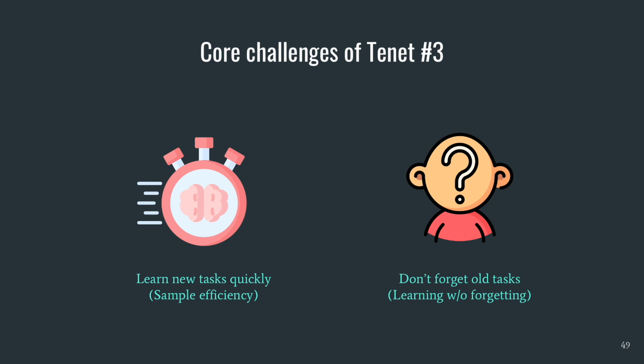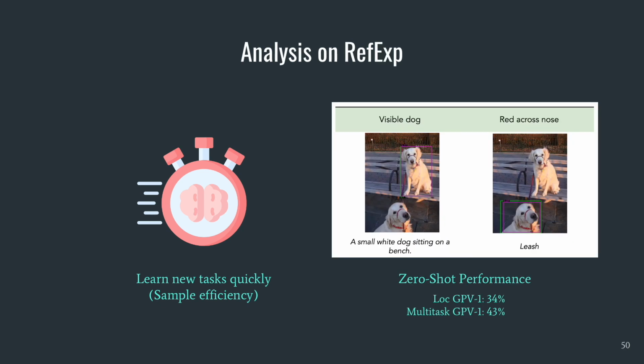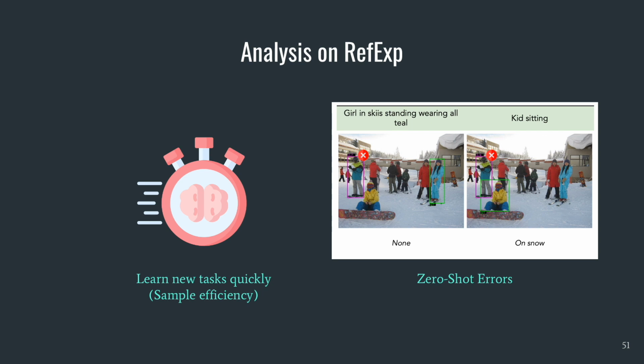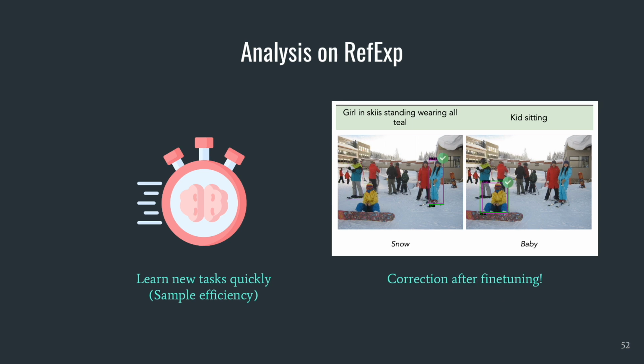We analyzed GPV1 trained on 4 tasks with respect to both of these challenges by learning a 5th task, that is referring expression comprehension. To begin with, we observed that GPV1 already achieves reasonable zero-shot performance on the referring expressions task, and that the multitask model significantly outperforms GPV1 trained only on the localization task. We do observe errors in the zero-shot setting due to the model being unable to distinguish between instances based on the attributes used in the input referring expression. However, many of these errors are corrected once we start fine-tuning the model on the referring expressions training data.